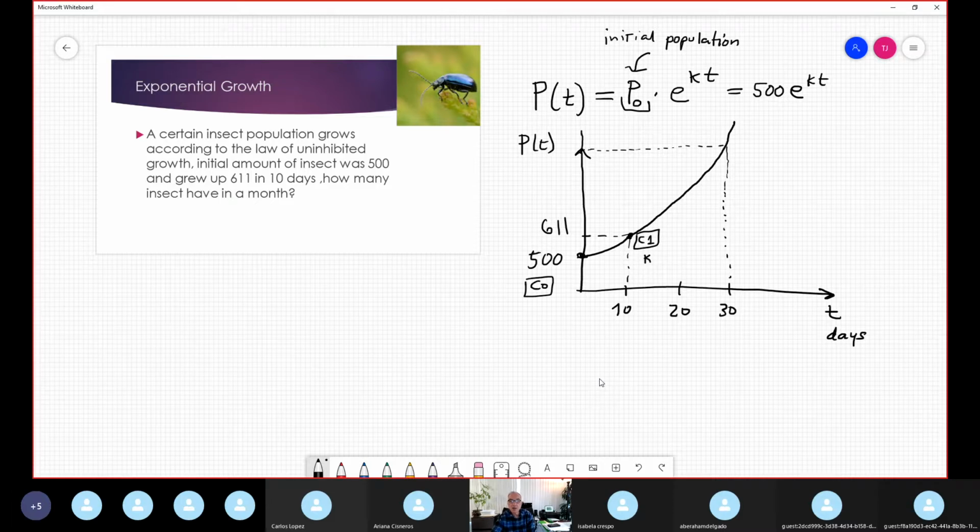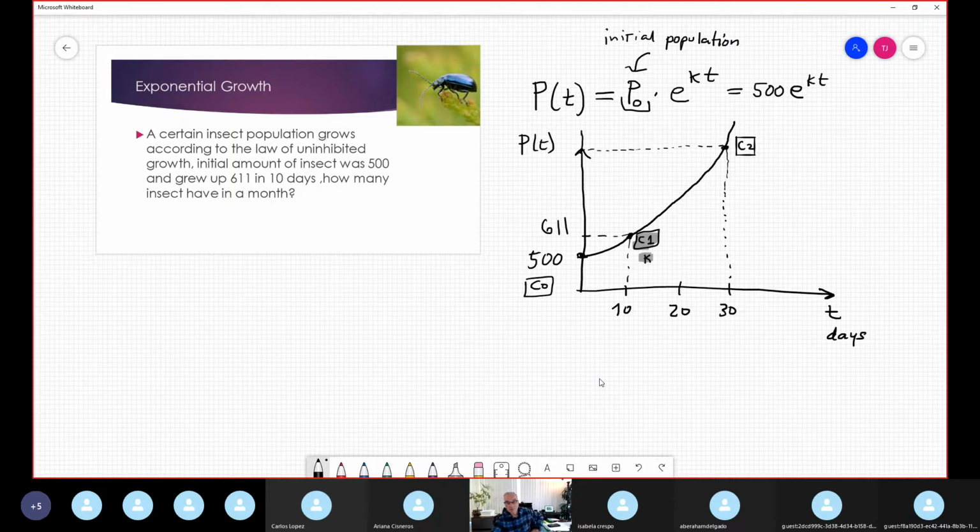Somehow. And condition 2, the last one, is the condition I need to compute the final answer, the final or future population. Okay, let's do it. Let's move on to condition 1, to find K. In condition 1, I have whole information.